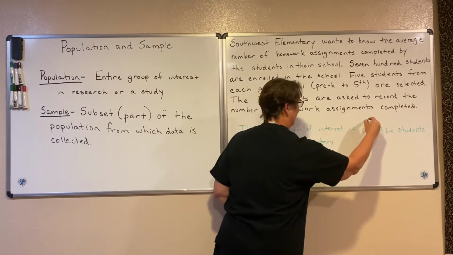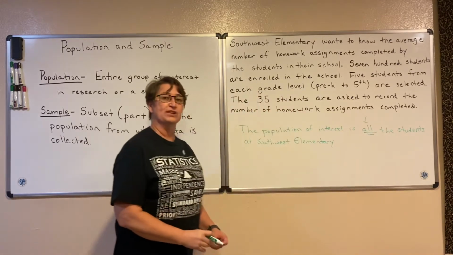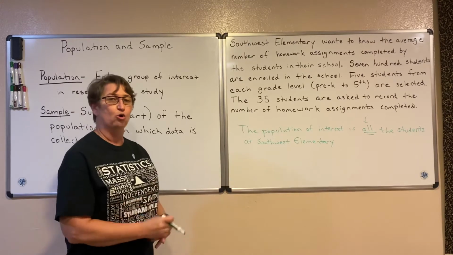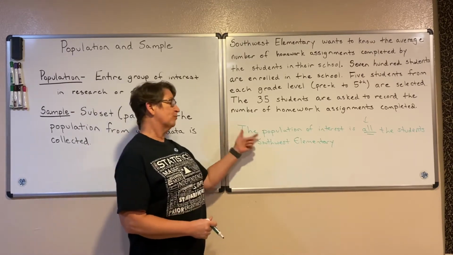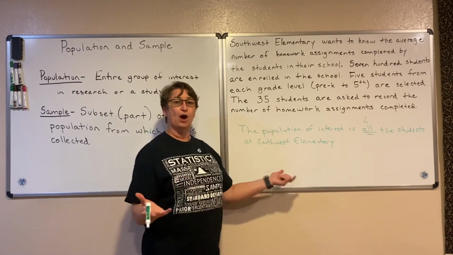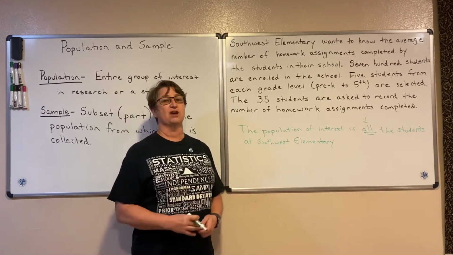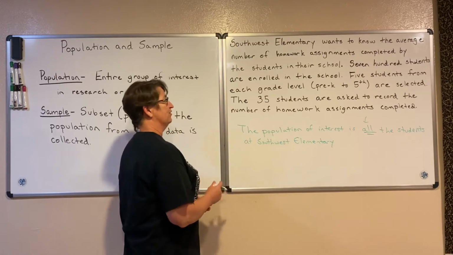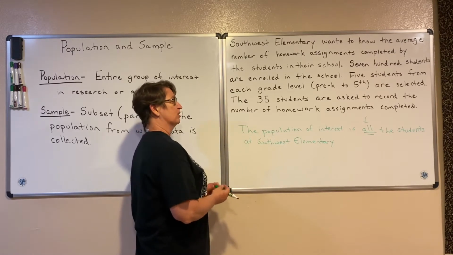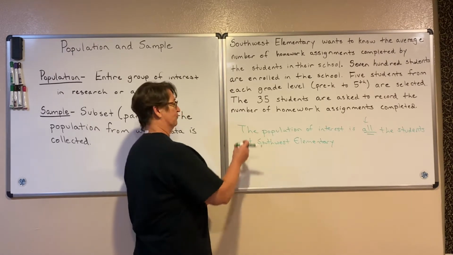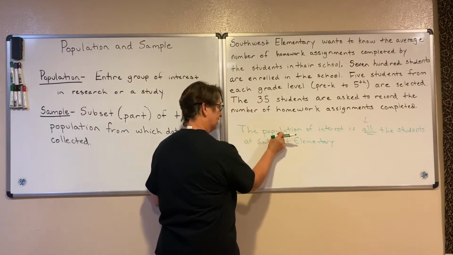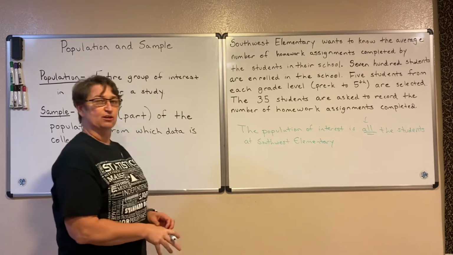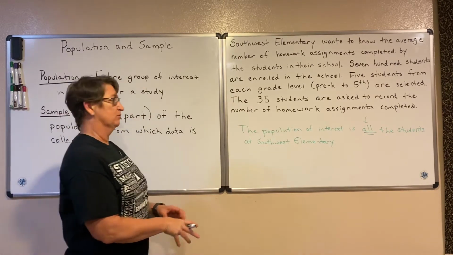Notice when I describe my population, I'm using that word all. Again, you should include words like all or whole or entire. But it's really important that we're able to determine what our population is. Who is it that's our group of interest? Then our sample, in this case, are just the ones that data was collected from. So the part of this population, the students at Southwest Elementary, where data was collected.